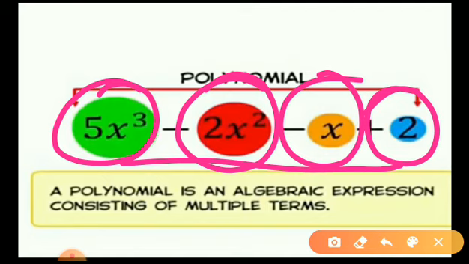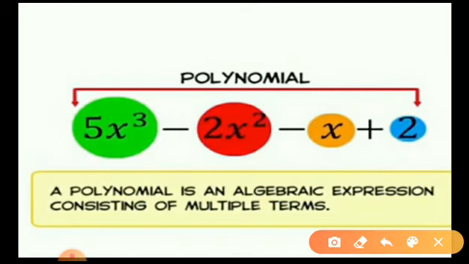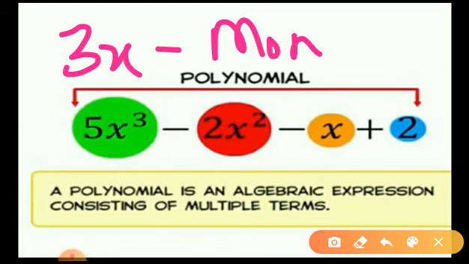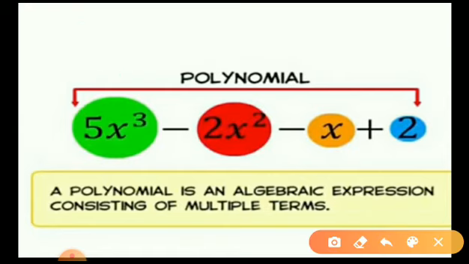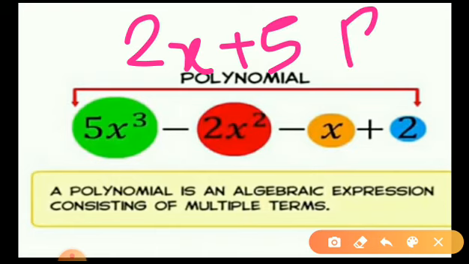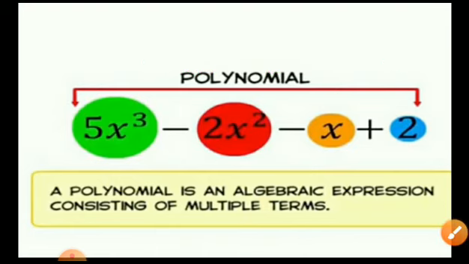Okay? In the previous class, you have studied a polynomial with a single term. That is, suppose I have written 3x, it contains only one term and is called a monomial. Similarly, a polynomial which contains two terms, if it is 2x plus 5, is called a binomial. If it contains three terms, it becomes a trinomial.